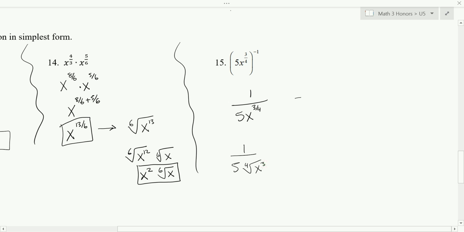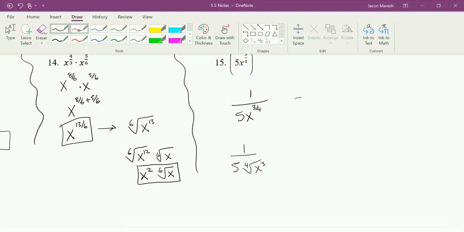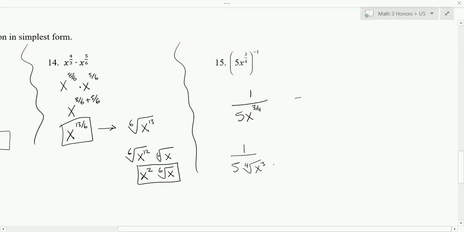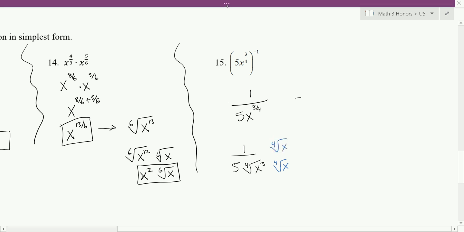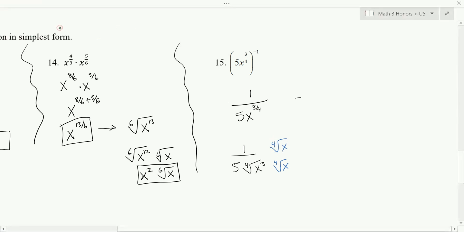And then what will we multiply by to get rid of that 4th root? The 4th root of x over the 4th root of x. And we end up with the 4th root of x all over 5x. So that's one possible answer.